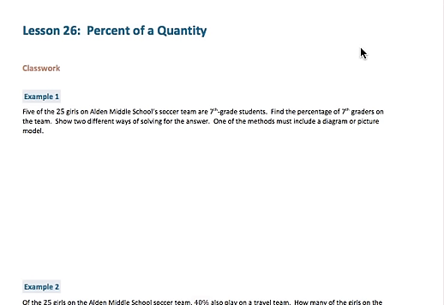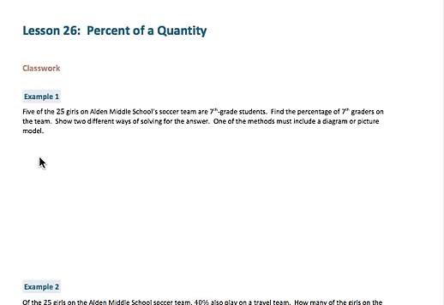In lesson 26, we're going to look at percents of a quantity. Example 1 says that 5 of 25 girls on Alden Middle School soccer team are 7th grade students. We need to find the percentage of 7th graders on the team, and we need to show 2 different ways of solving for the answer. One of those methods must include a diagram or a picture model.